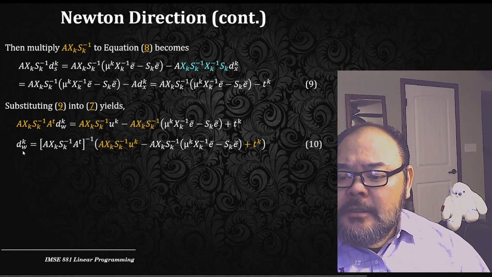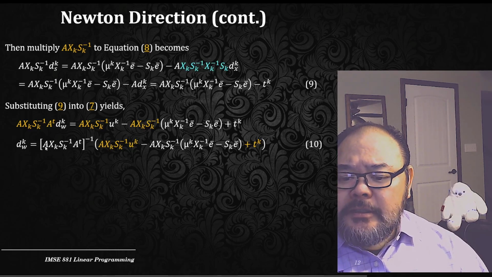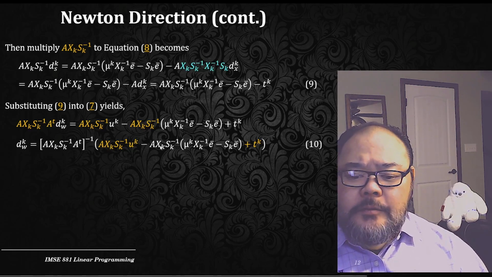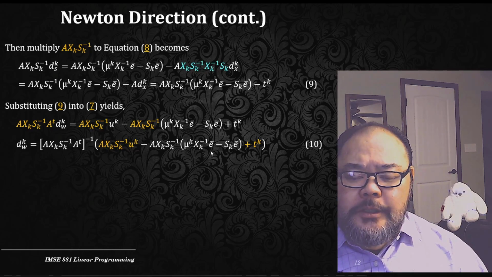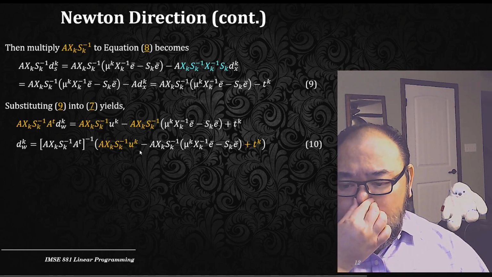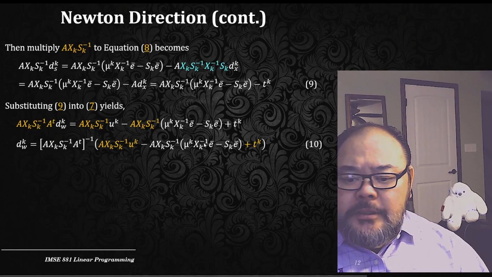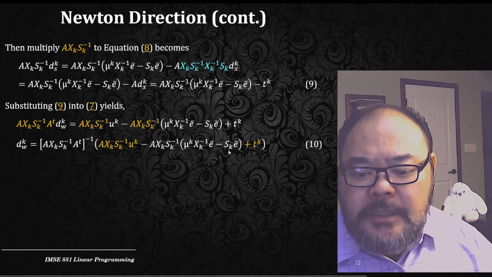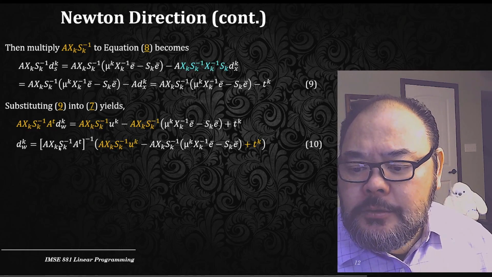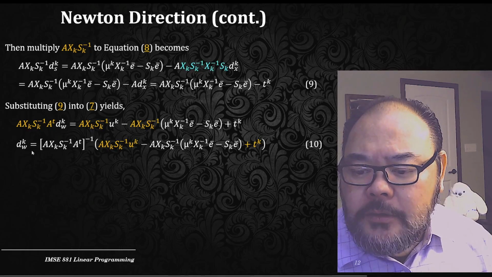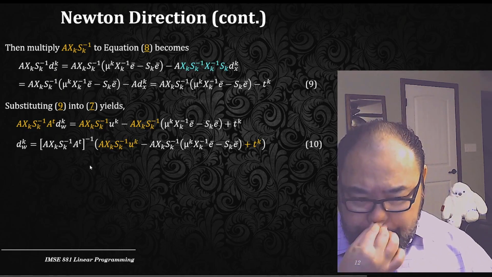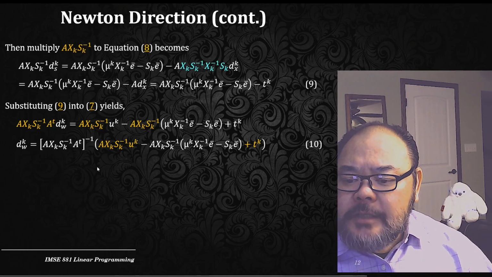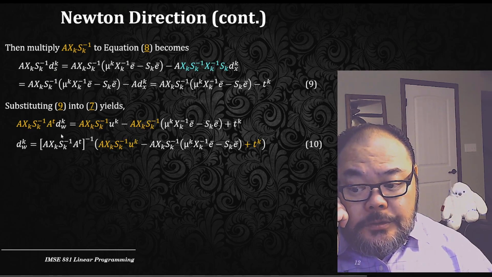So I can calculate d omega k in closed form, and everything we can pre-calculate, because this part we can pre-calculate and this part we can pre-calculate, so we don't need to repeat this matrix multiplication. The only computation burden will be the inverse of this part, A times Xk times Sk inverse times A transpose, which is this side.